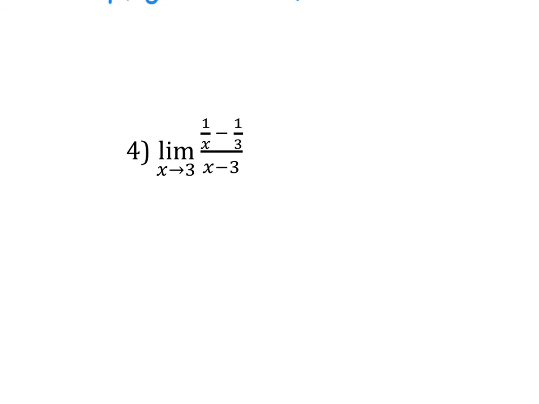All right, let's look at number 4 really quickly. Just kind of refresh your calculus and algebra skills. If we plug in 3 right now, we're going to get 1 over 3 minus 1 over 3, over 3 minus 3. We know this is 0 over 0, which is indeterminate form.